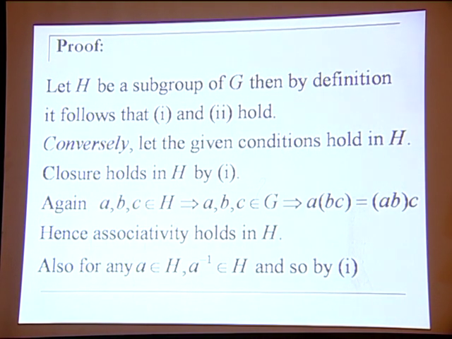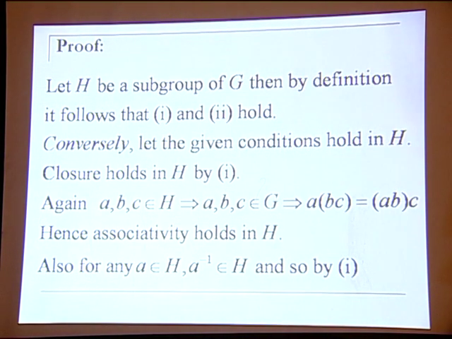Now, conversely, we take that both the conditions are satisfied, and we will prove that H is a group. To prove H is a group, we will take all the four conditions. The first condition was the closure property. Closure holds in H because of the first condition. What is the first condition? That if a, b belongs to H, then ab also belongs to H. That is given, so because the conditions are satisfied, the closure property is satisfied.